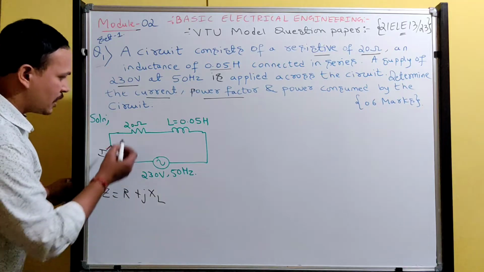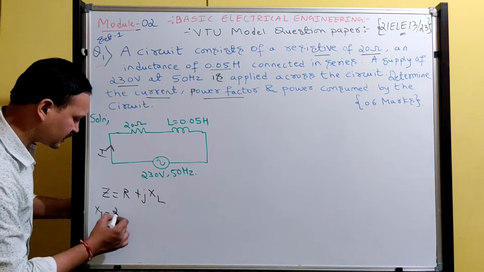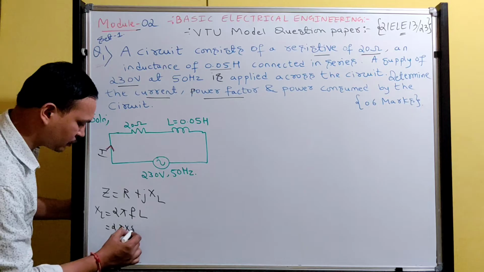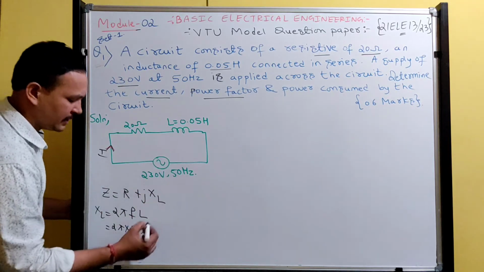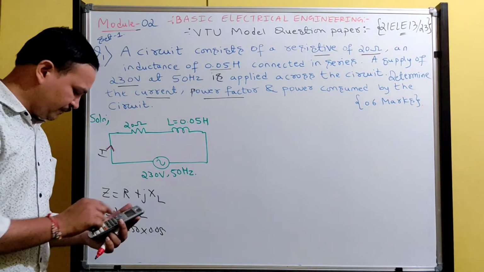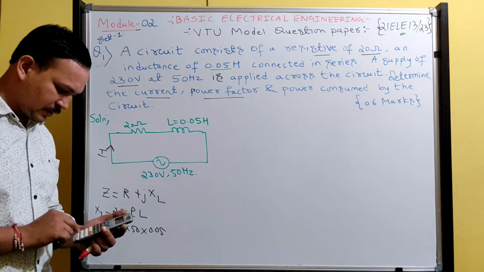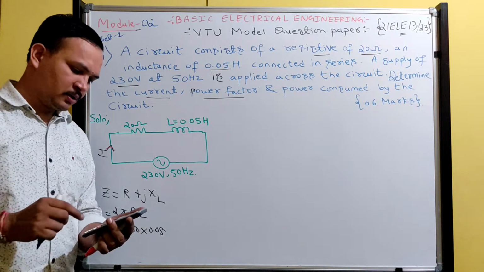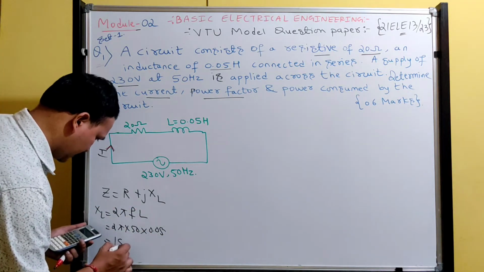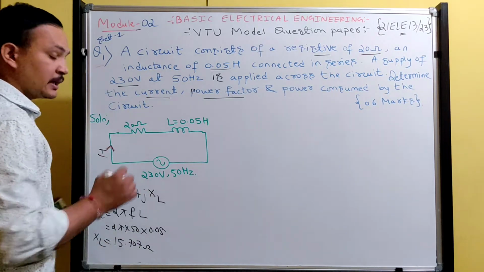Now the R value is given. I want the XL value. XL formula is 2 pi F into L. So enter all the values: 2 pi into 50 into the inductance value 0.05. Please do it along with me. 2 pi into 50 into 0.05. How much did you get? 15.707. I too got the same answer, 15.707 ohms. This is the inductive reactance.